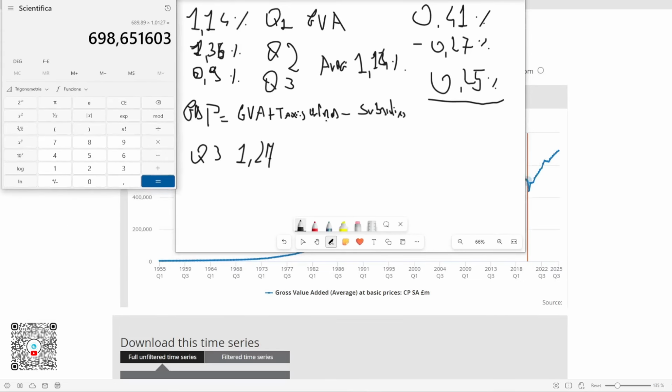So we write down our Q4 theoretical monetary value, which is 698.65, okay, in millions of pounds.